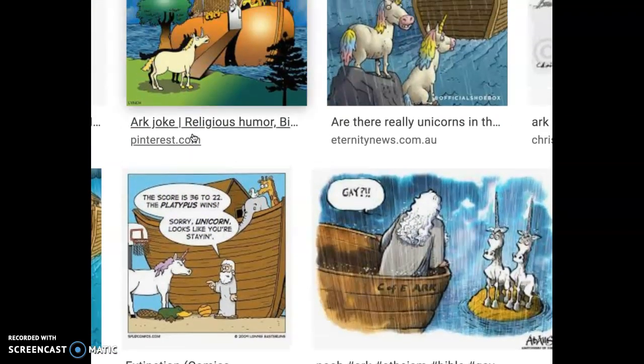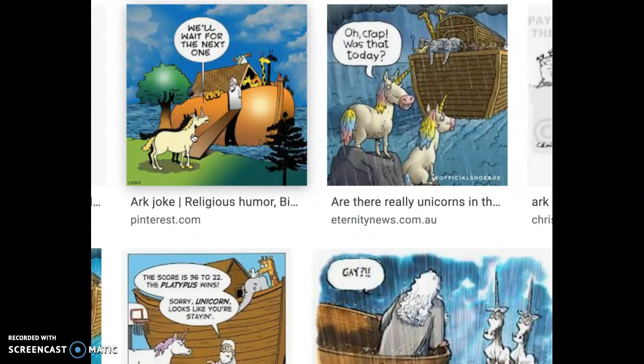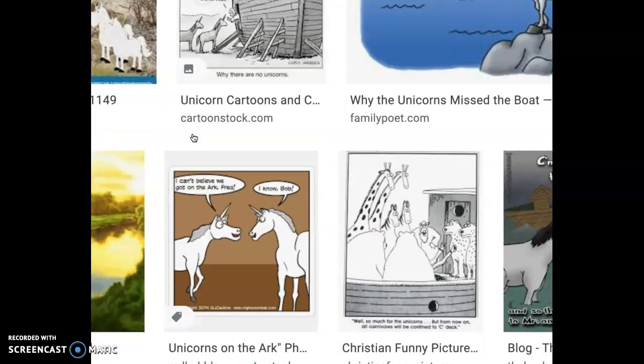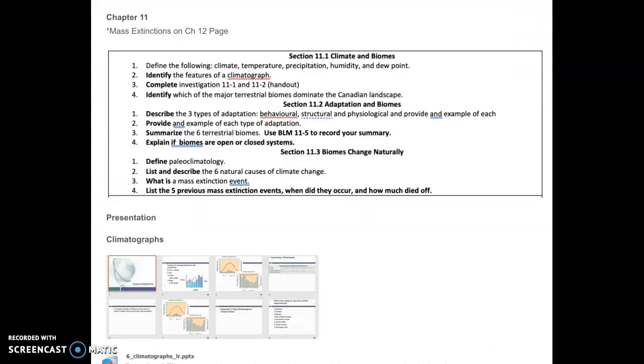Platypus wins. No unicorns. Oh man, was that today? So, we didn't RSVP. Okay, so why are we talking about unicorns? Because it is like a mass extinction.